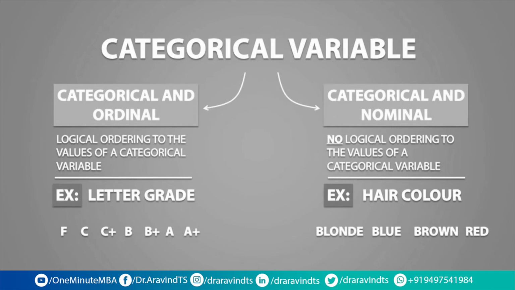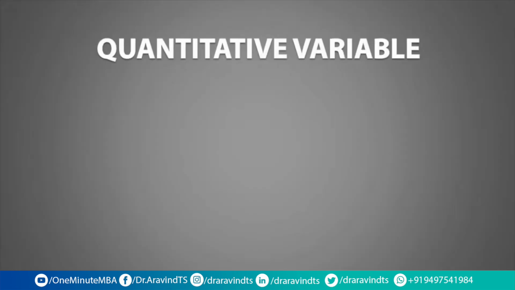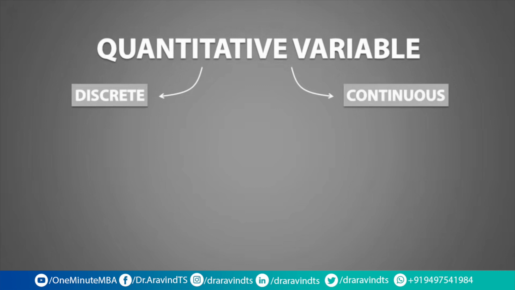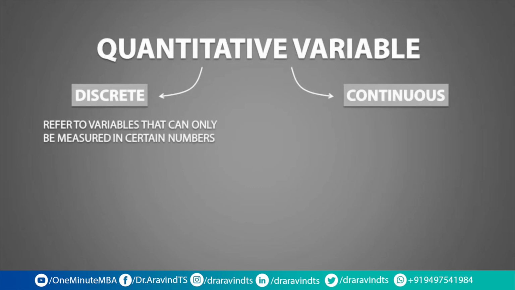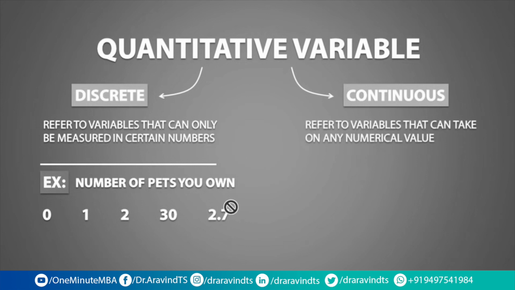There are also two types of quantitative variables. There is discrete and continuous. Discrete variables refer to variables that can only be measured in certain numbers. An example of this is the number of pets you own. You can own 0 pets, 1 pet, 2 pets, or even 30 pets, but it's impossible for us to own 2.7 pets. In contrast, continuous variables refer to variables that can take on any numerical value.